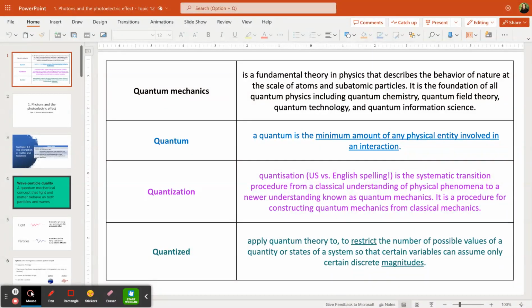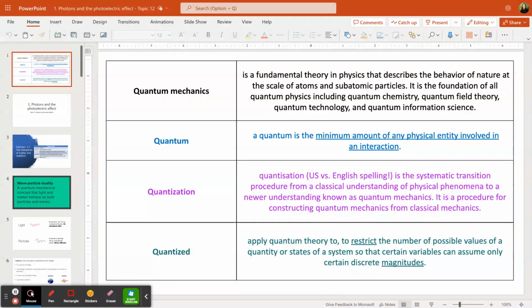Quantization, which can be spelled with an S or a Z depending on American versus English spelling, is the systematic transition from a classical physics understanding to a newer understanding. It's basically us taking what we thought we knew on a day-to-day classical mechanical level, everything that we've learned so far in physics, and adapting it so that it still makes sense when we make observations at a microscopic level. And then quantized is applying quantum theory to anything.